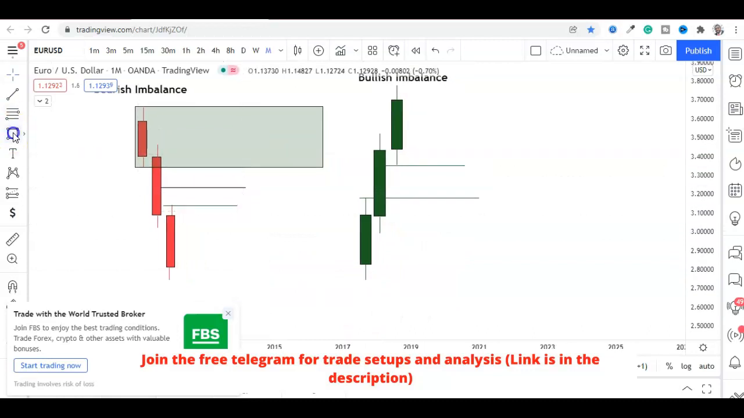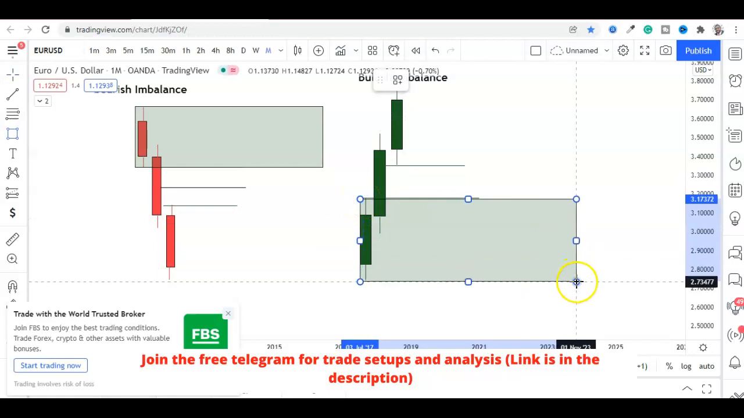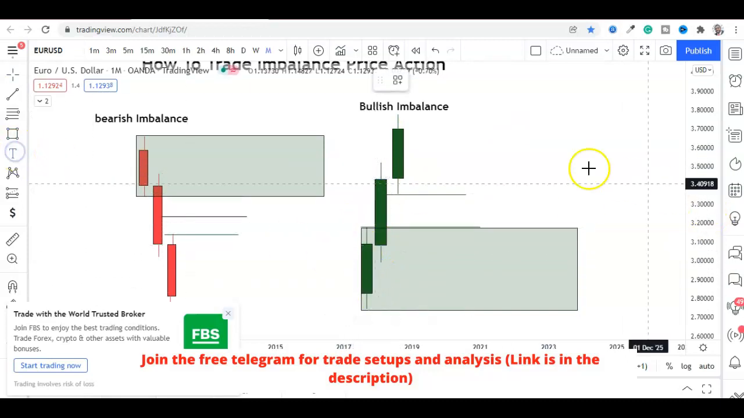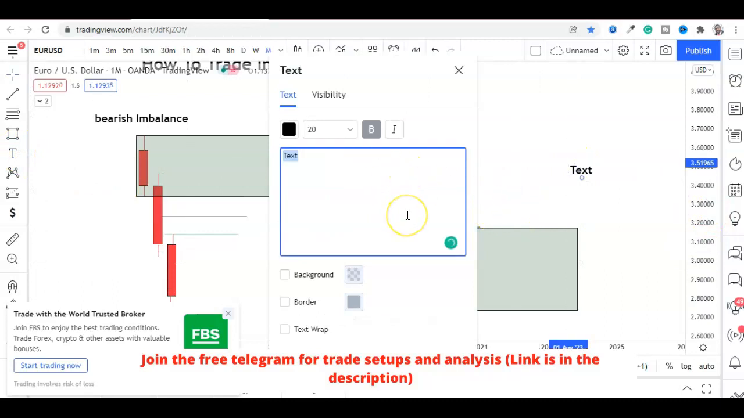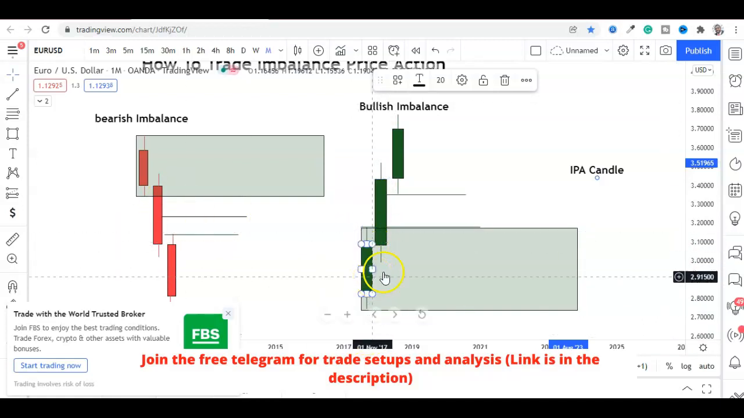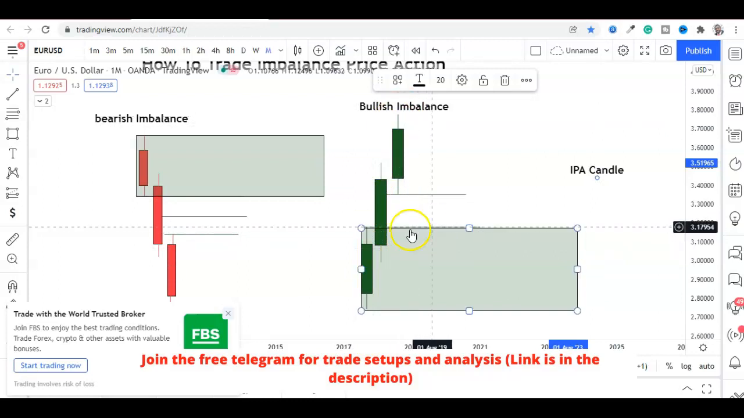Same thing with the bullish side. The candle that fills up the 100% is the candle I'll be interested in. So this is my IPA candle. Let me write it down here. This is my IPA candle. In my videos, when you hear me say the word IPA, this is what I'm referring to. Maybe you watched my video in the past and I made mention of the IPA candle. This is exactly what I was looking at, because this is my point of interest, where I'm looking for price to fill up this imbalance.